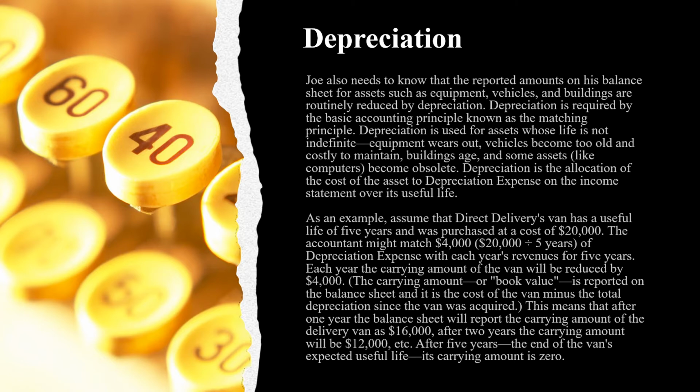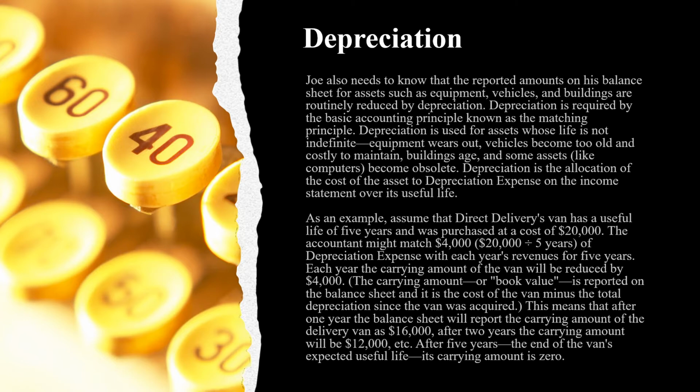As an example, assume that Direct Delivery's van has a useful life of 5 years and was purchased at a cost of $20,000. The accountant might match $4,000, $20,000 divided by 5 years, of depreciation expense with each year's revenues for 5 years. Each year the carrying amount of the van will be reduced by $4,000. The carrying amount or book value is reported on the balance sheet, and it is the cost of the van minus the total depreciation since the van was acquired.